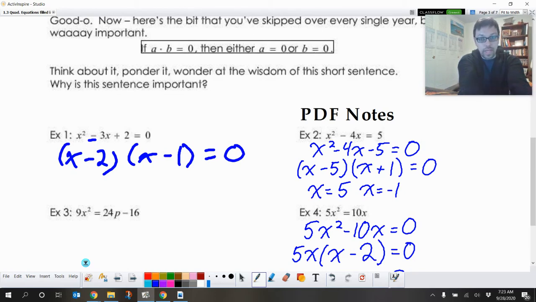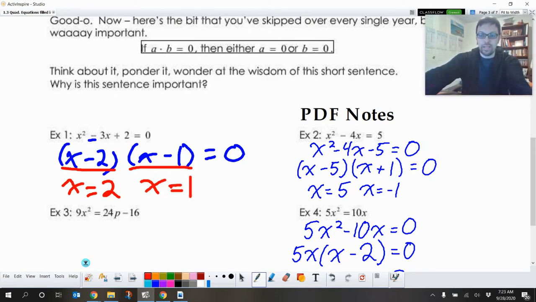Then we want to look at those two things. We want to say, okay, well, what would make this thing 0? Well, x being 2, that would make that thing 0. So that's our first solution. The other one is what would make this thing 0? Well, x being 1, that would be our second solution.